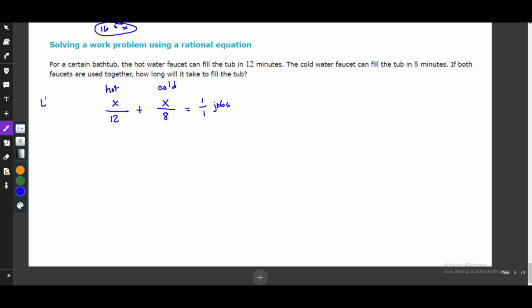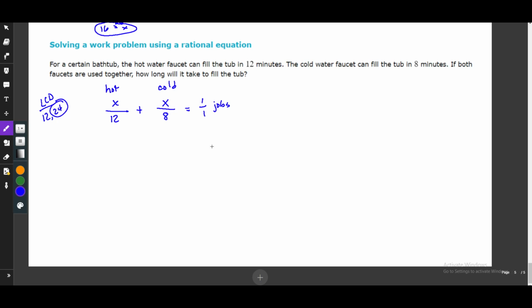We look for the LCD. We have 12 from that first denominator. Does 8 go into 12? No. So can we find multiples of 12 that 8 will go into? If I'm thinking about this, the next number would be 24. Does 8 go into 24? Yes, it does. So my LCD is going to be 24.